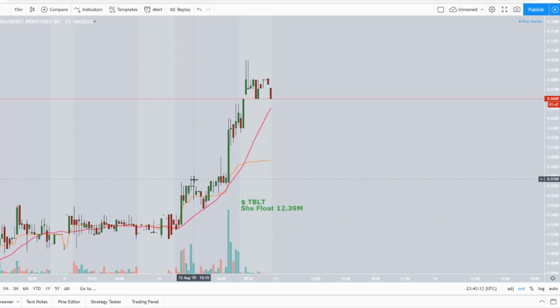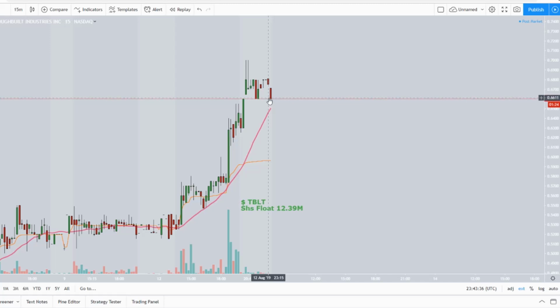We can see, like I was saying, it did break above the VWAP, pulled back, found support on the moving average here, and managed to push much higher throughout the day. And in after hours, we can see that it did reach a high of 70 cents before pulling back to where it is now at 65 or 66 cents here.